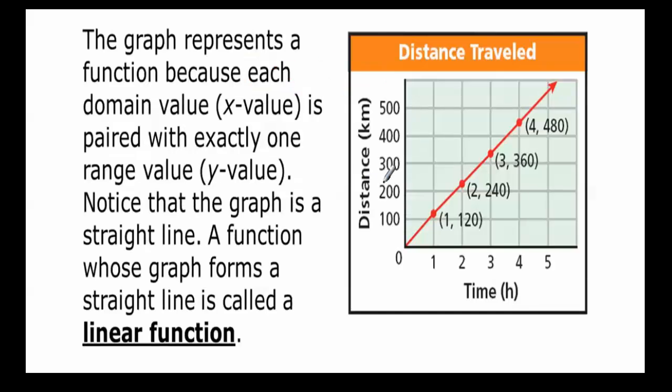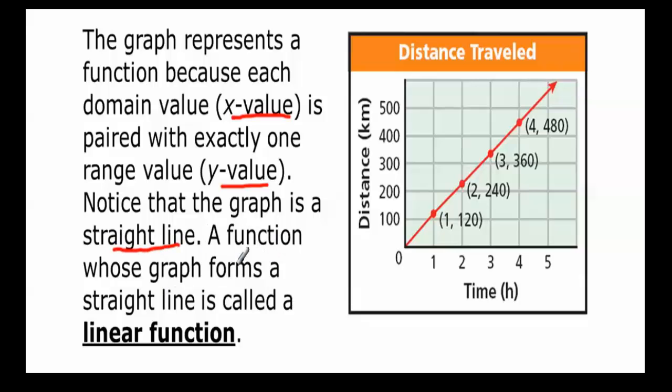We have a graph here, similar to the graphs that we've been working on in class. As you can see, the graph represents a function because each domain value or each x value is paired with exactly one range value or one y value. So you can see my x and my y, 1, 120, 2, 240, and so on. So I have exactly one. The graph is a straight line. Okay, that's important to understand.